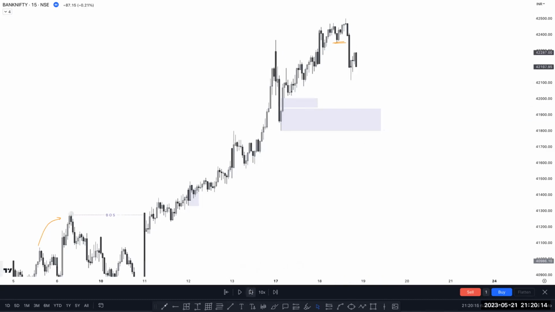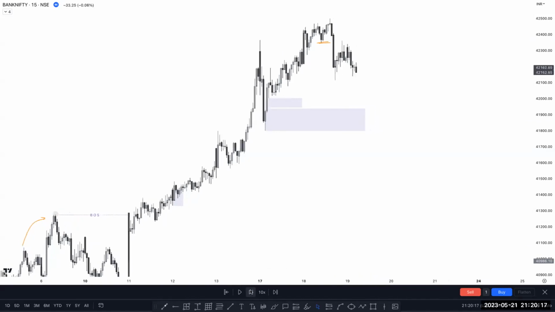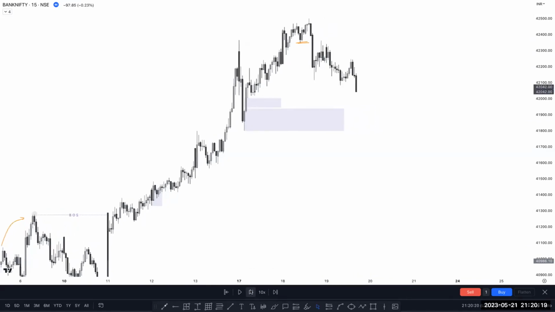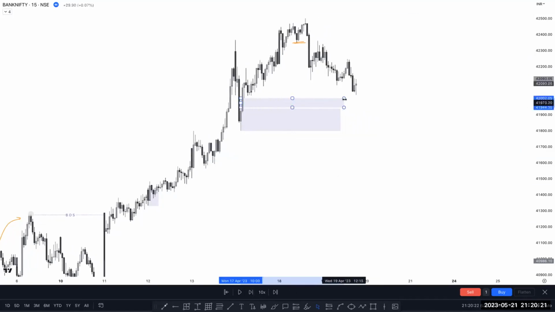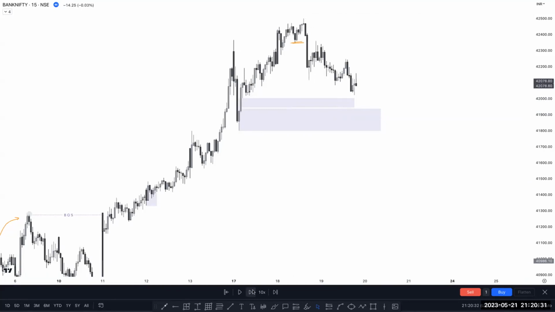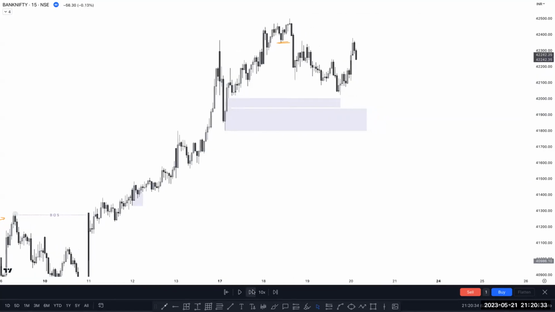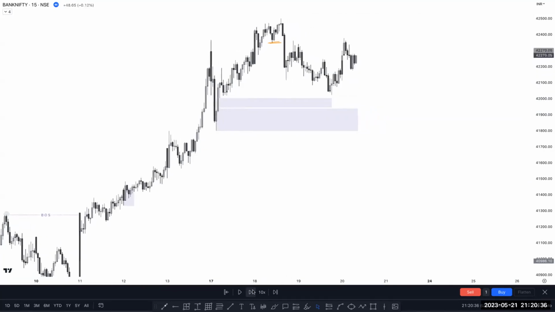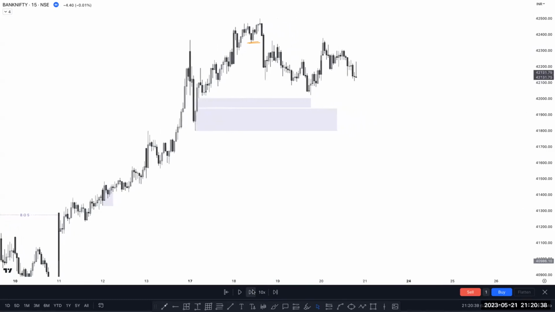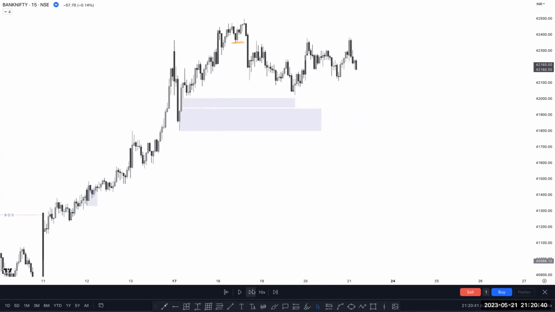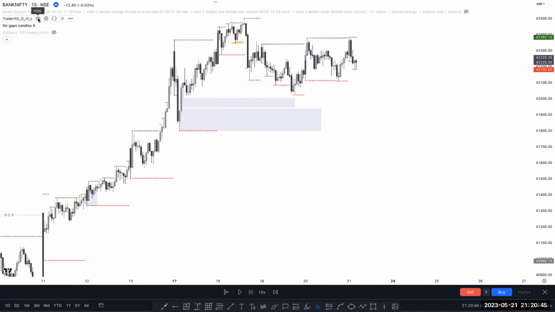Okay, so let's see what happened next after this one. All right, this is your FVG and this is your order block here, right? So let's see what happened next. Now you have to check here the previous day, the high is broken here.